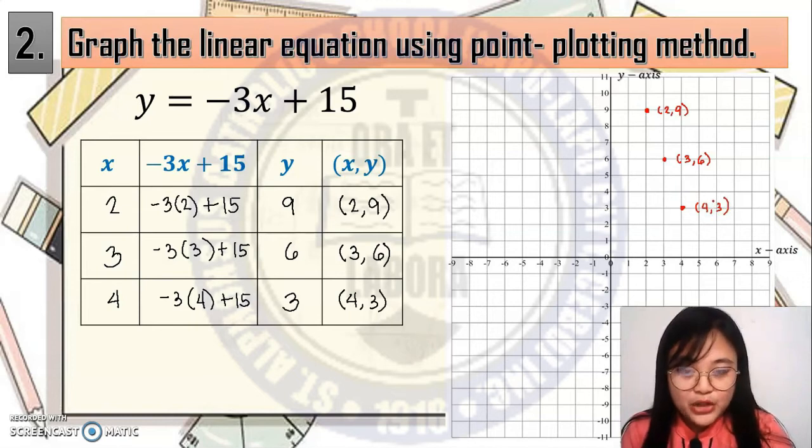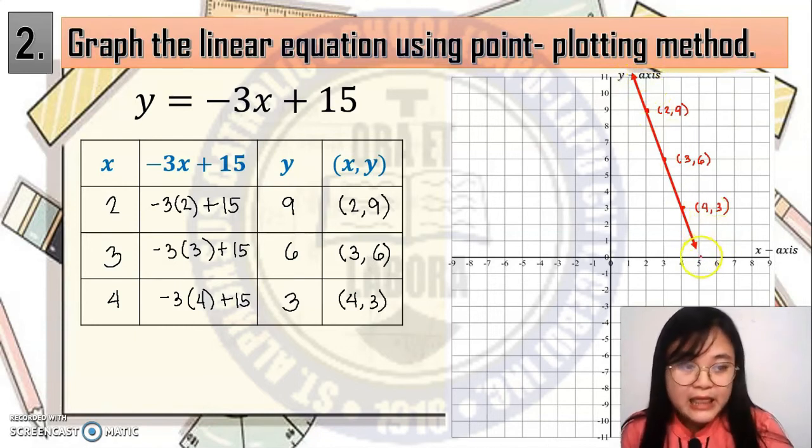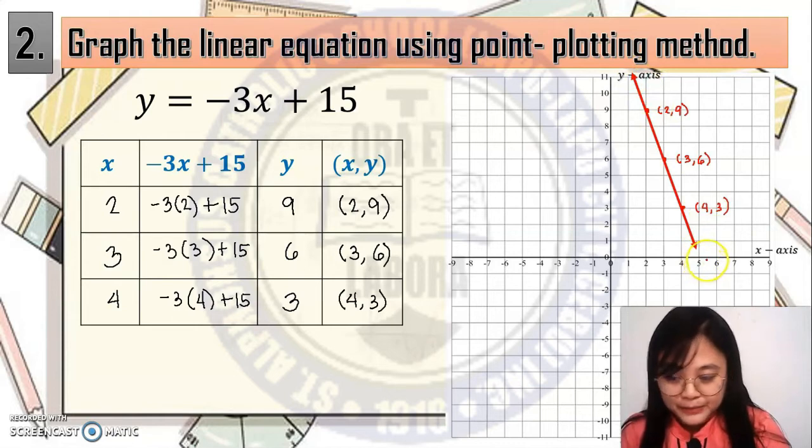After that, class, I want you to connect the points using a ruler. Make sure it is in a straight line. So connect and put arrowheads on each end, indicating that the line will be continuous until the end. Okay, now let's move on to the next example.